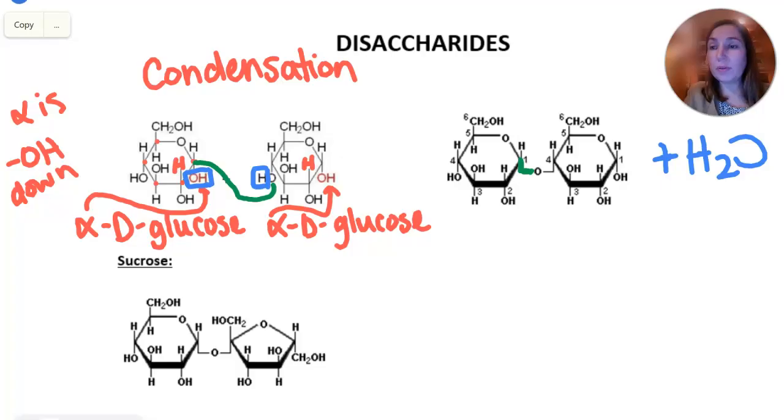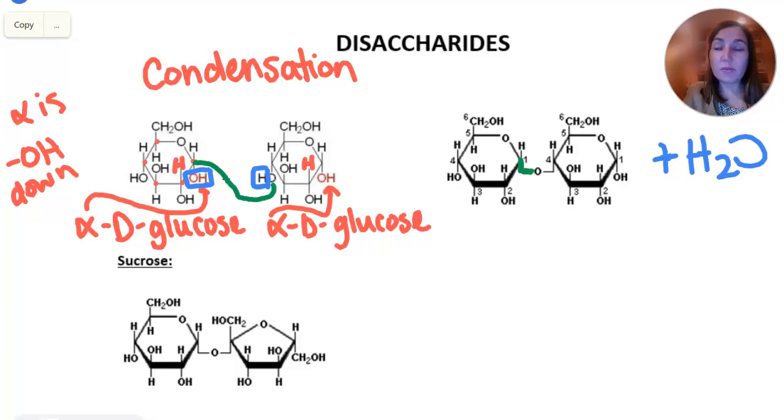So these two glucose molecules are just carbon copies of each other side by side. And they each have these OHs on just about every single carbon in the ring.